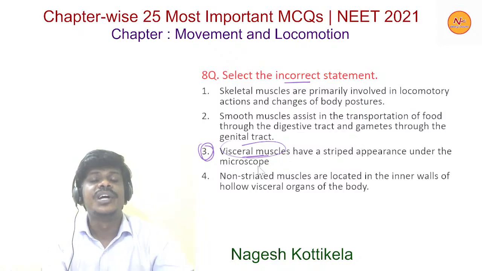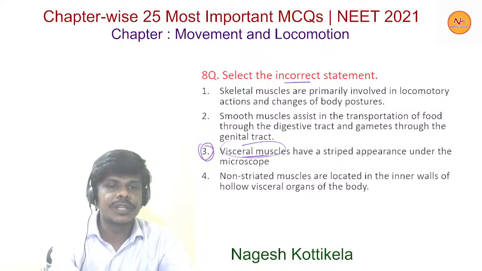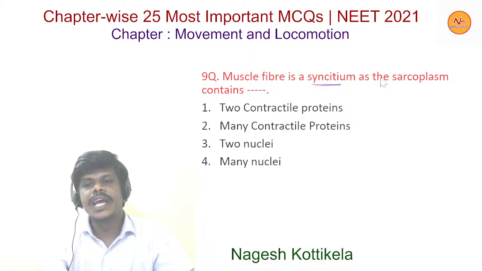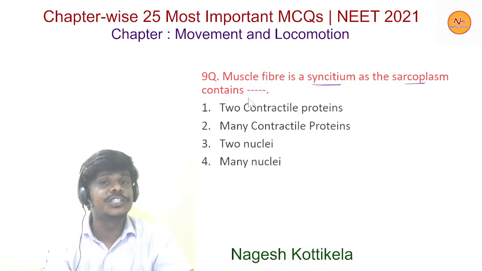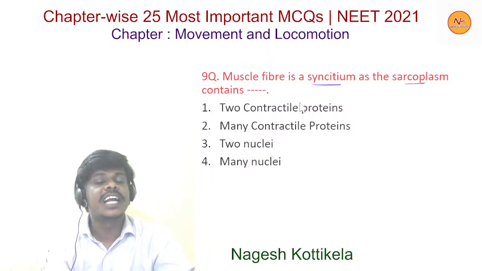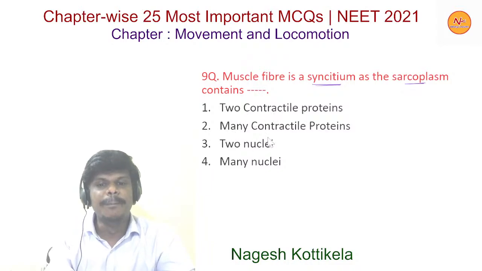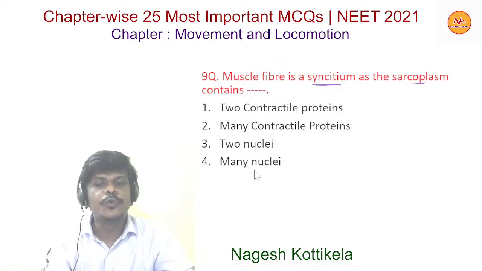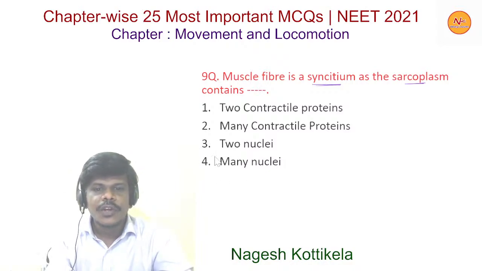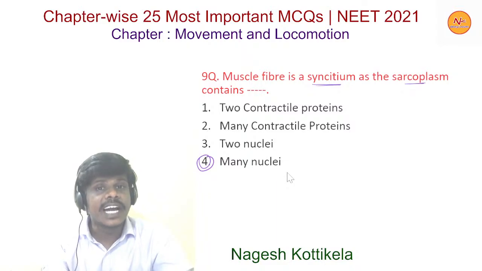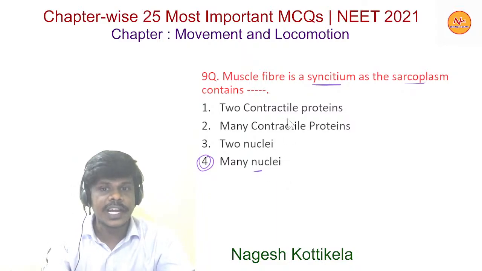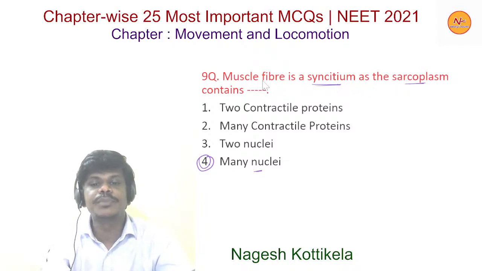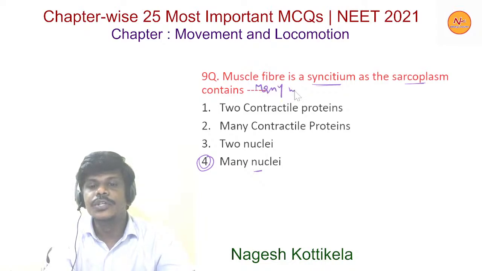So this one is incorrect statement. Now moving to the next question after this, muscle fiber is a syncytium as the sarcoplasm contains option 1, 2 contractile proteins, option 2, many contractile proteins, option 3, 2 nuclei, option 4, many nuclei. So here option 4, many nuclei, is the right option. Muscle fiber is a syncytium as the sarcoplasm contains many nuclei.